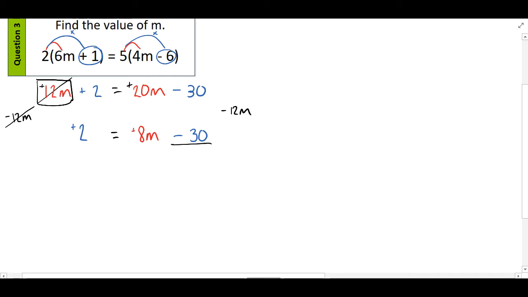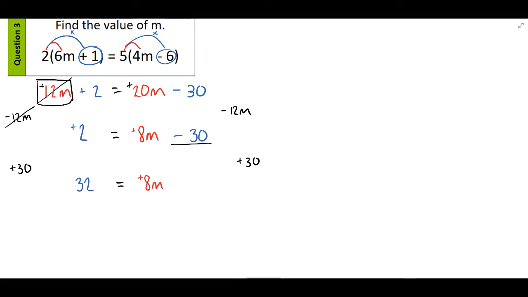We now want to get rid of this bit because that's stopping us from just having the m's on the right hand side of the equation. So we're going to add 30. The inverse of negative 30, of take away 30, is plus 30. So I'm going to do that to both sides. So on the left hand side I'm left with positive 2 plus 30 gives me positive 32. And on the right hand side of the equation I've got positive 8 lots of m.